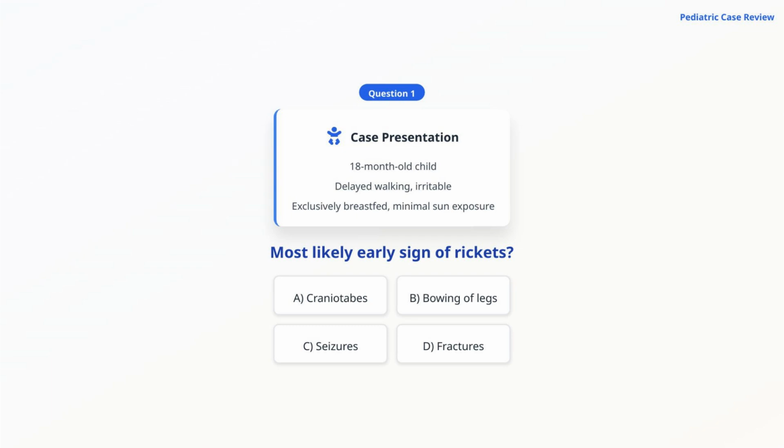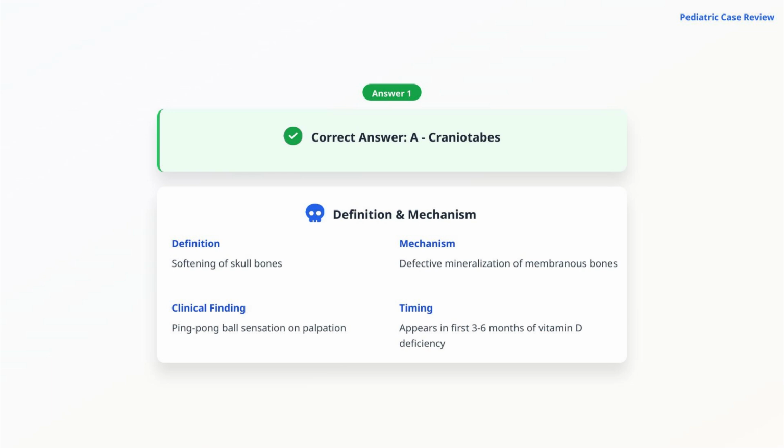Option A, craniotabes. Option B, bowing of legs. Option C, seizures. Option D, fractures. The correct answer is A, craniotabes. This refers to softening of the skull bones, creating a ping-pong ball sensation when palpated.